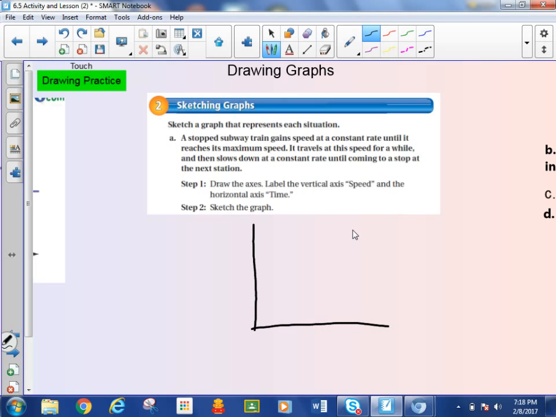There's our axis lines. Vertical is going to be our up and down. That's going to be speed. And horizontal is time. Okay, so let's read the scenario.